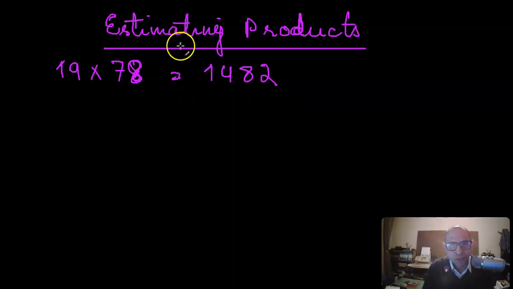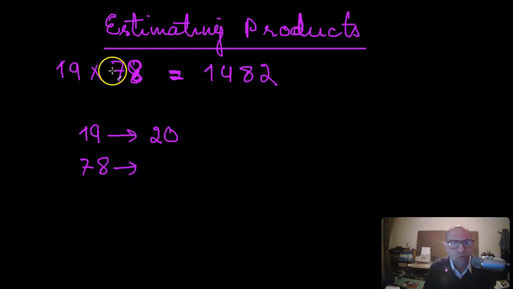Now if I were to do approximation, the first thing that I can do is note that the 19 is very close to 20, meaning if I were to round it to the tens place value, that would be 20. 78 rounded to the tens place value would be 80. And then of course 80 times 20 would be 1600, right?